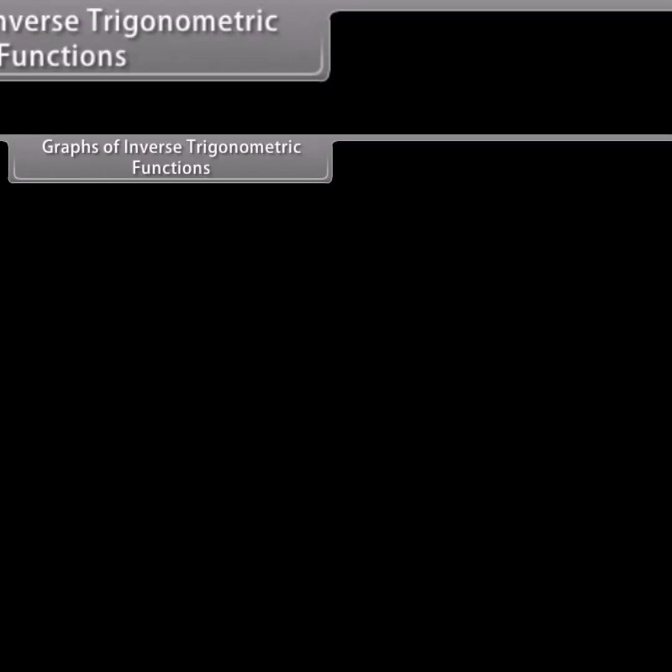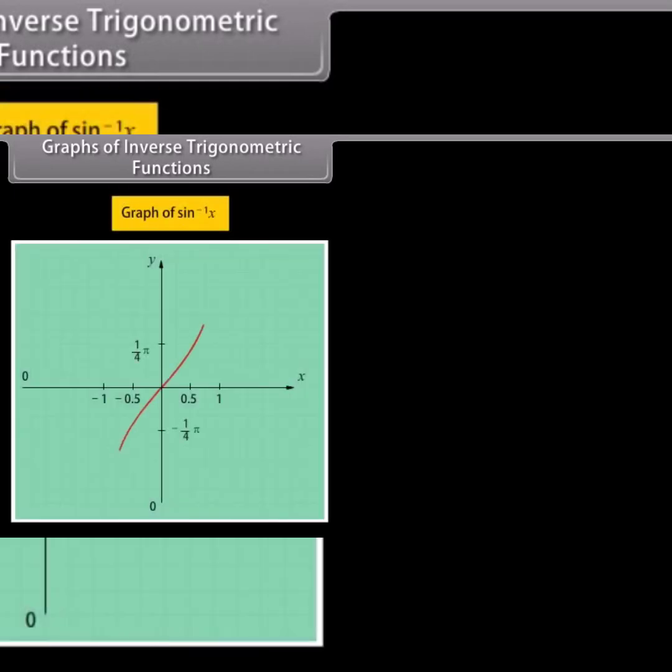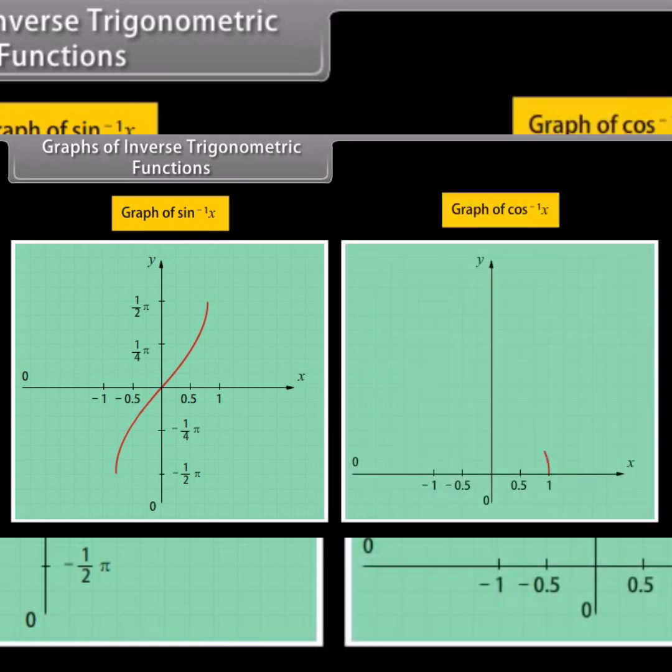Graphs of inverse trigonometric functions. Graph of sine raised to power minus 1 x. Graph of cos raised to power minus 1 x.